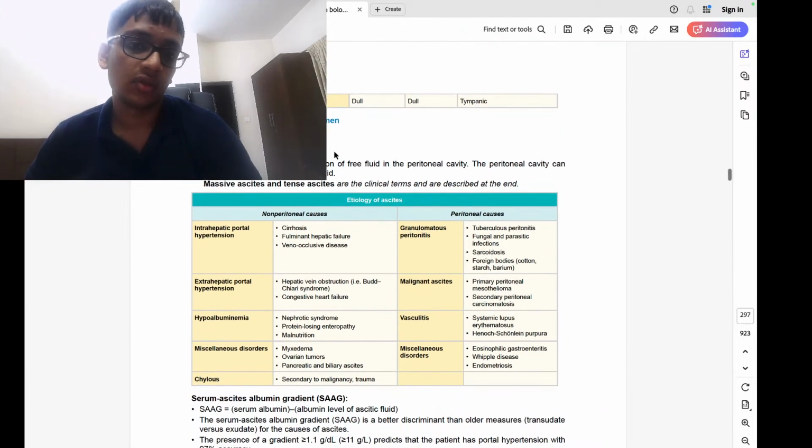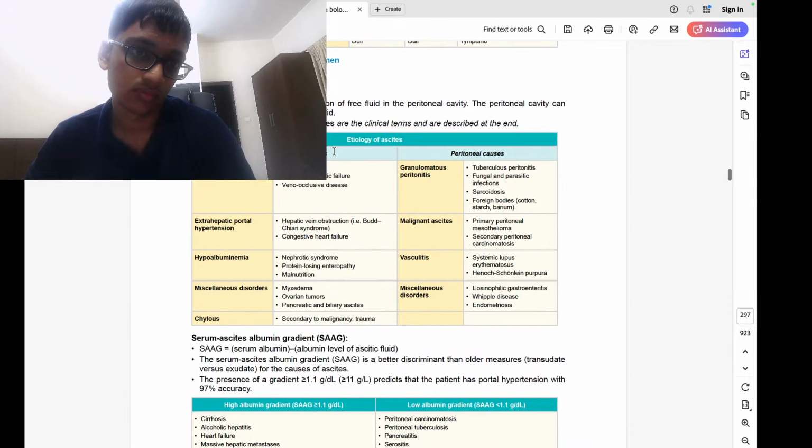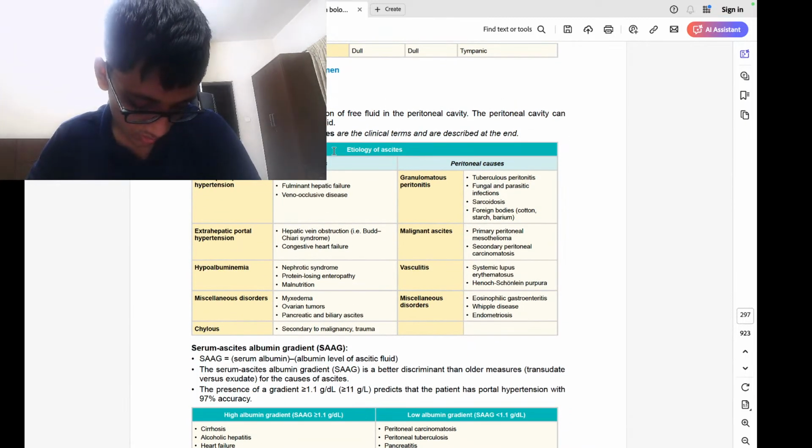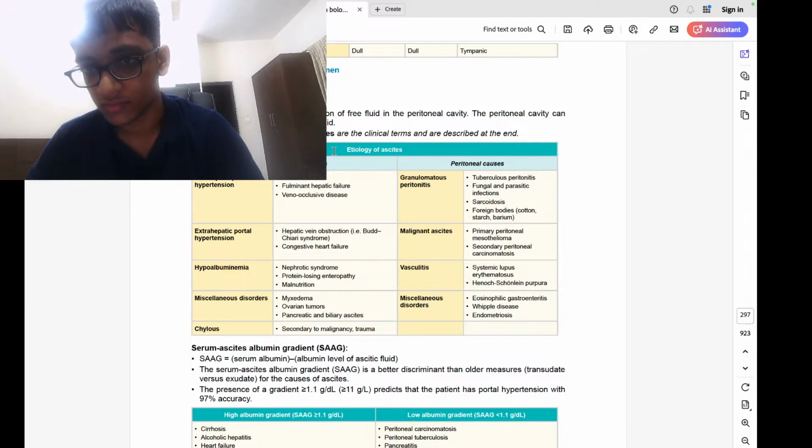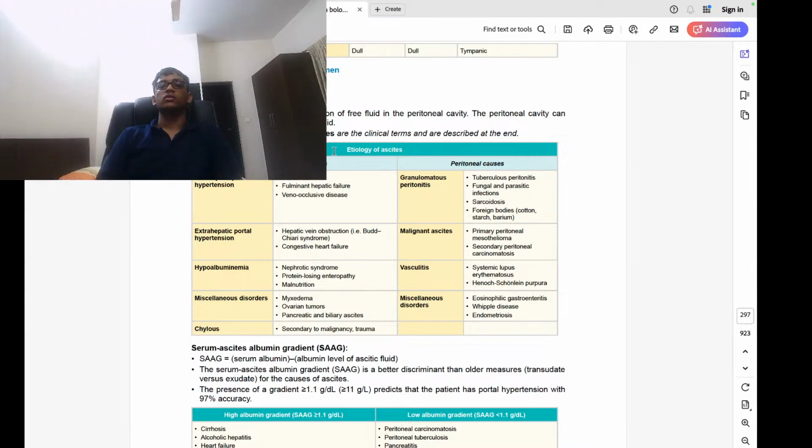Then examination of free fluid in the abdomen. This is the main question because decompensated liver disease will come with ascites. It is the main feature of liver disease. Ascites is defined as accumulation of free fluid in the peritoneal cavity. The peritoneal cavity can accumulate as much as 60 liters of fluid. Massive ascites and intense ascites are the clinical terms and are described at the end.